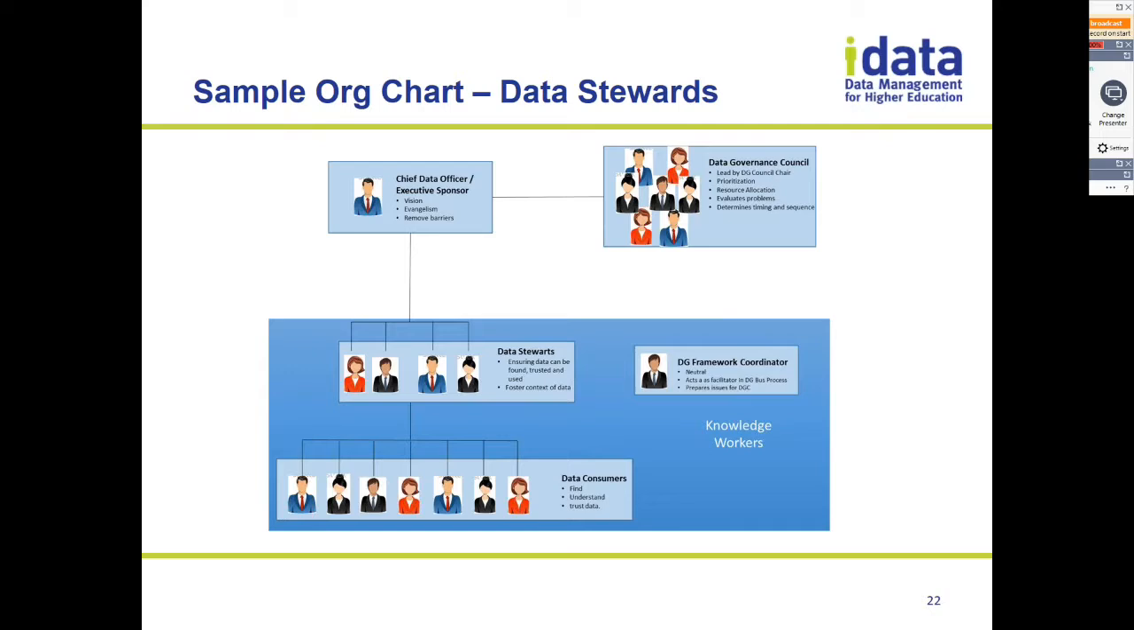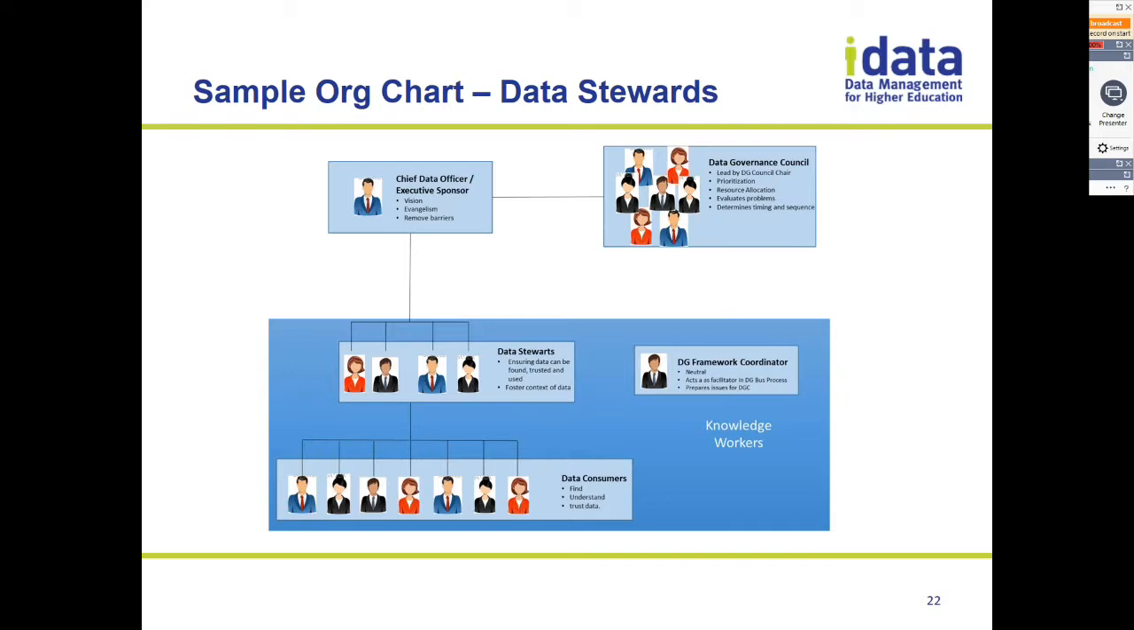Continuing that further in a maturity model, the Data Governance Council may either exist with the Chief Data Officer and be another layer above that, or data stewards as a group may report directly to a Data Governance Council if it exists.